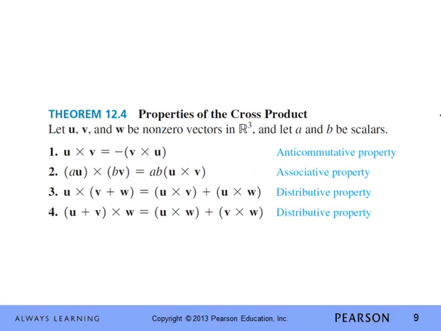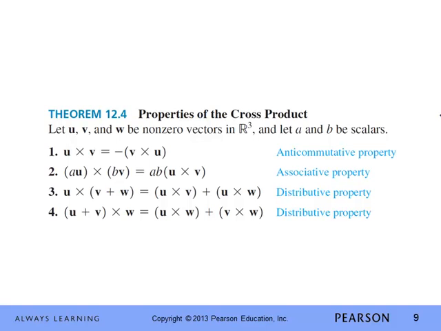All right, some algebraic properties of the cross product. Now, the commutative property does not hold. U cross V is not the same as V cross U. Now let's think about that. U cross V is actually the opposite, or the negative, of V cross U.